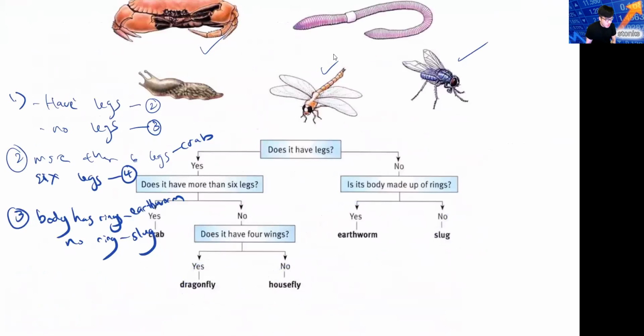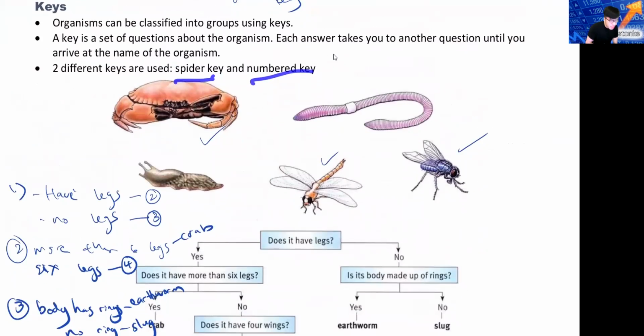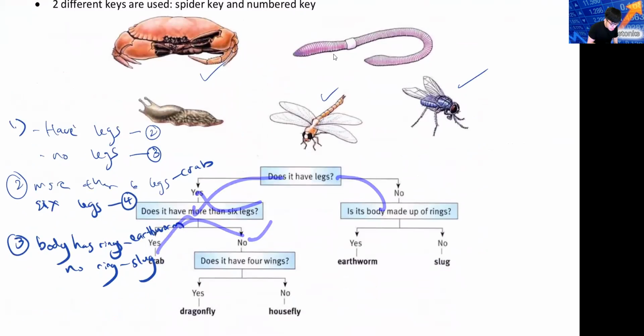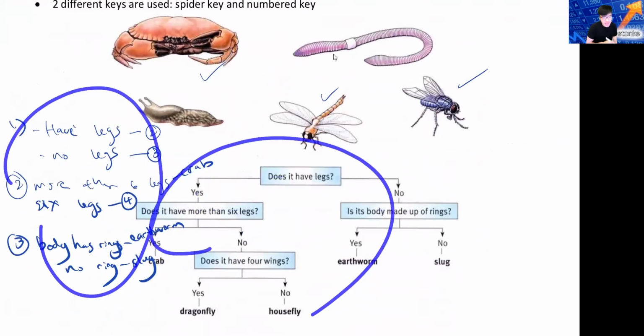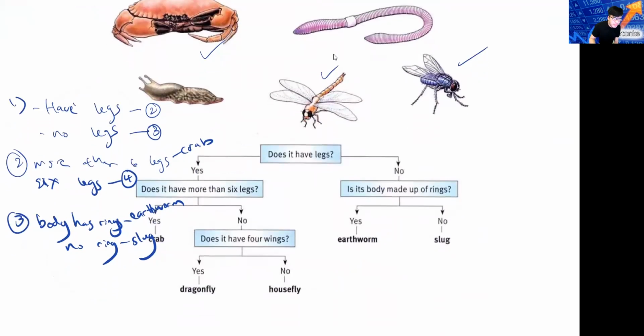So this is what we call a key, and of course we have a spider key and a numbered key. They both work the same way. It's just that one is easier to see because it looks like a spider leg, and the other looks like a series of questions, which looks more boring, but they work the same way. You can convert them into each other's form like I did last week. You can write it this way or this way, up to you. They both have the same meaning.